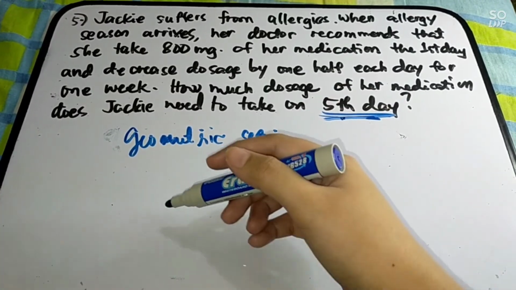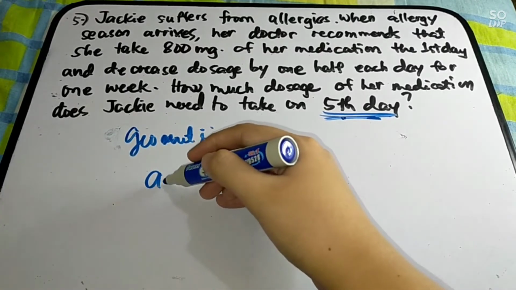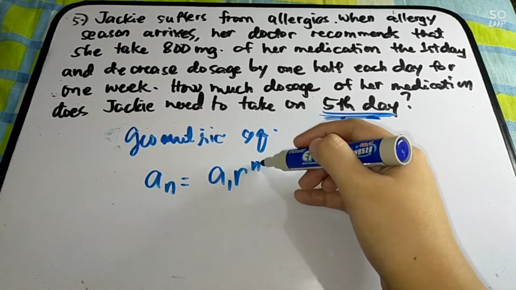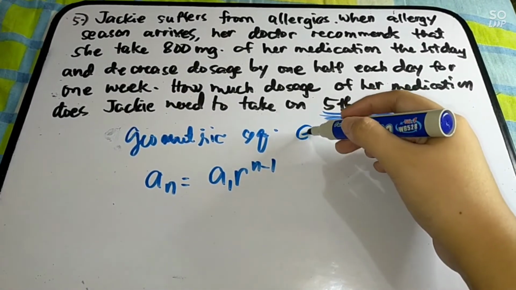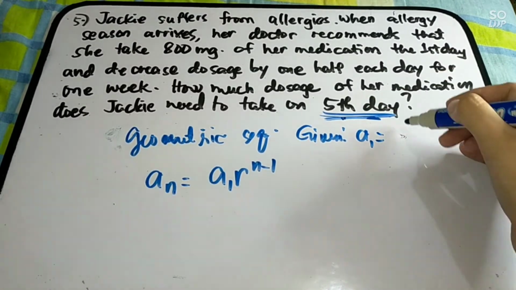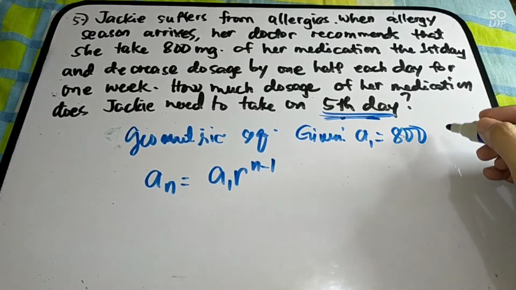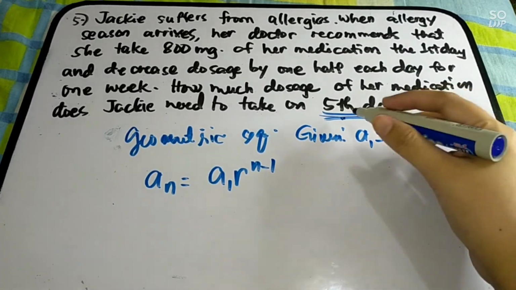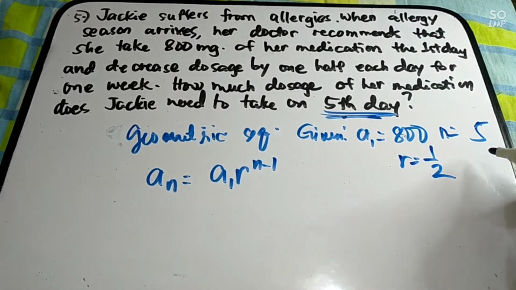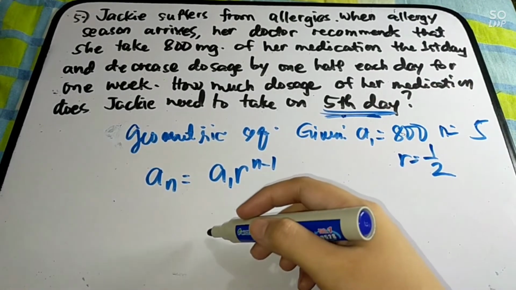Since geometric sequence tayo, ang formula natin is a sub n is equal to a sub 1 r raised to n minus 1. Then, you're given on the first day, that is your first term. Ang first term natin is 800. And then, the number of terms is 5. And your common ratio is 1/2. Okay? So, we are going to substitute.